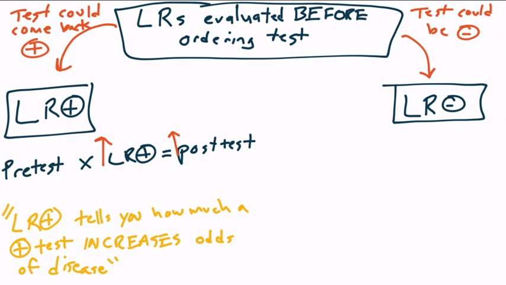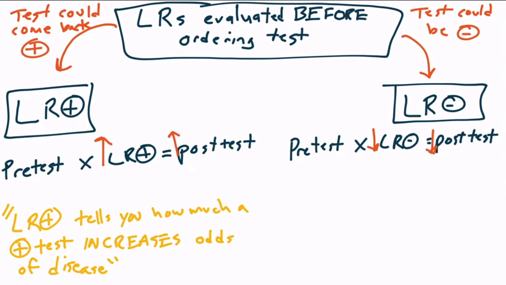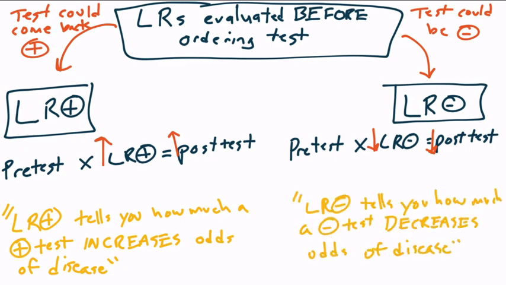Now, you are also aware that your test could come back negative, and you want to know how much a negative test result would decrease the probability of disease. So again, showing you the math, a low negative likelihood ratio would decrease your post-test probability. In other words, a negative likelihood ratio tells you how much a negative test decreases your odds of disease.